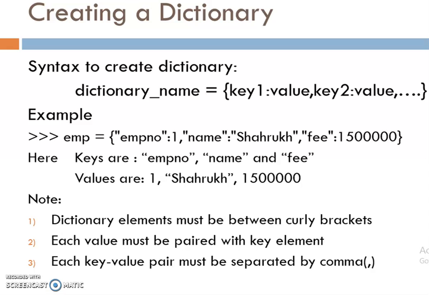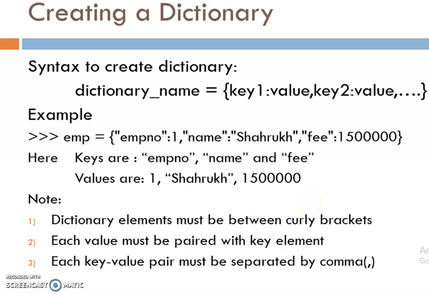Okay children, we have to create a dictionary. See the syntax to create a dictionary: dictionary name is equal to key 1 value, key 2 value, etc. The dictionaries are given in between curly braces. See the example: emp is equal to emp number 1, name Shahrukh, fee 15 lakh. Here the keys are emp number, name and fee, and the values are 1, Shahrukh, 15 lakh.